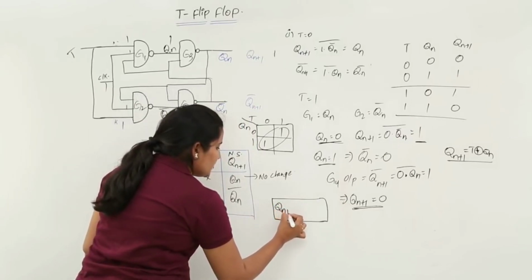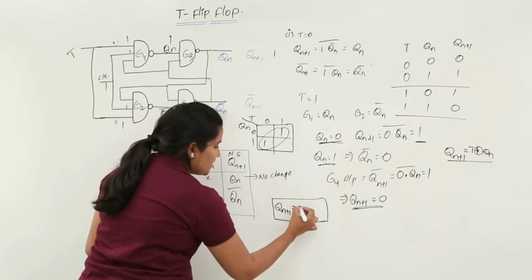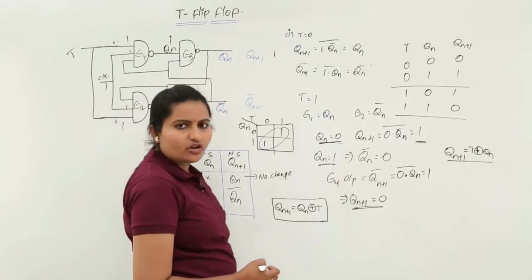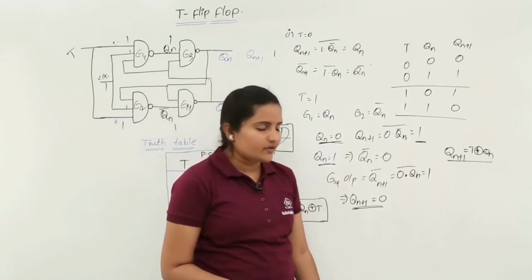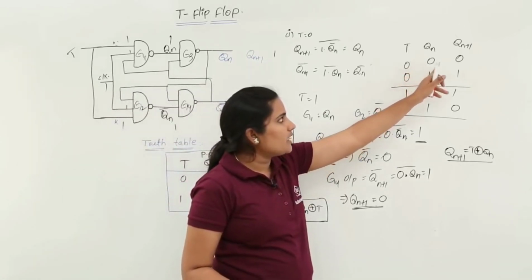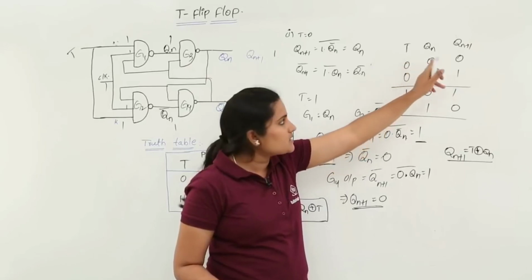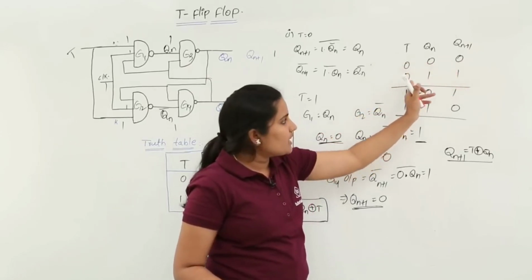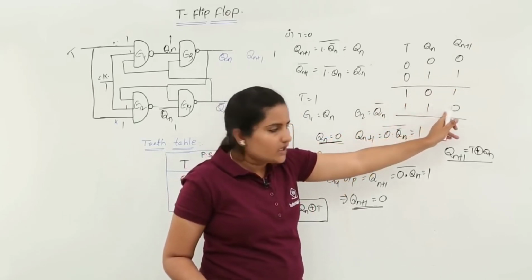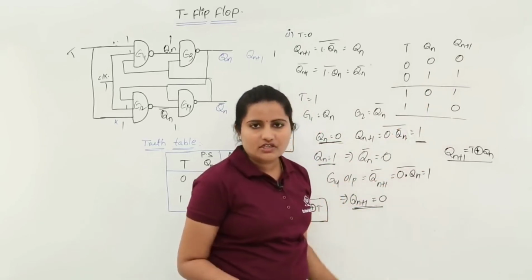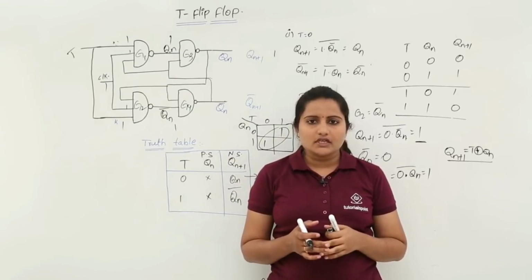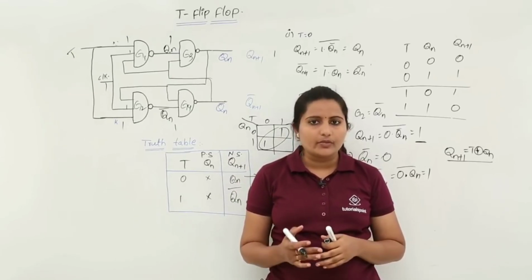For T flip flop, the output equation is Qn XOR T. That means present state XOR with toggle input will provide you next state. For example, if your toggle input is equivalent to 0 and your present state is 0, 0 XOR 0 you are getting 0, 0 XOR 1 you are getting 1, 1 XOR 0 you are getting 1, 1 XOR 1 you are getting 0. In output itself you can see XOR functionality. So, this is about toggle flip flop, in which when toggle input is equivalent to 1, present state is going to complement in next state.